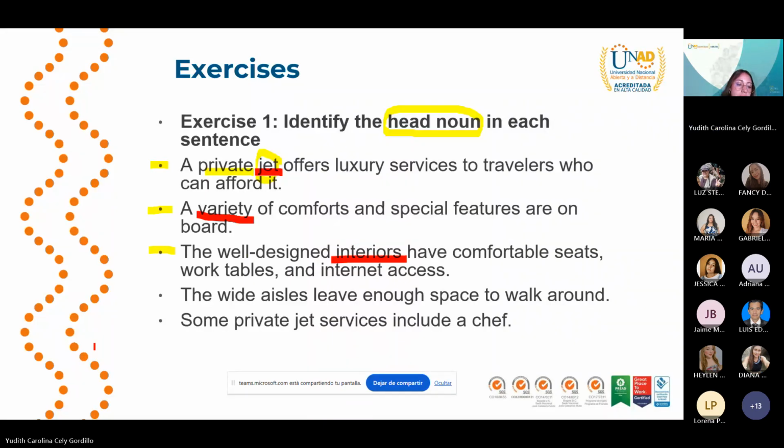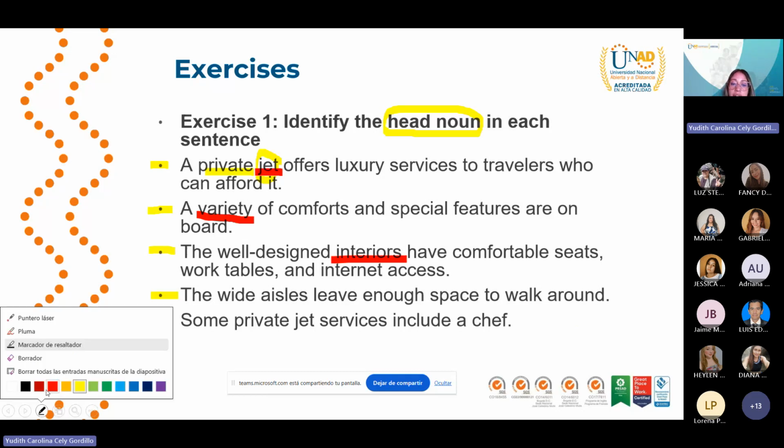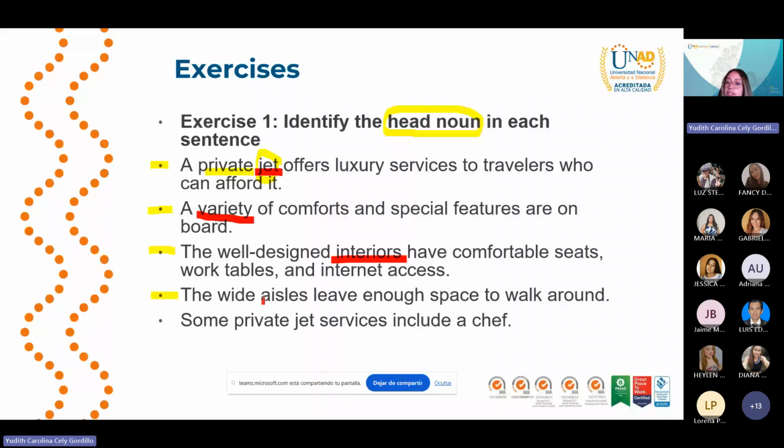That's right. Let's continue. The wide aisles leave enough space to walk around. What do you think? What is the word that is the head noun in this statement? Aisles. Aisles, that's right. You did a good job. Because it speaks about it, wide, enough space, walk around. All those parts are extra information.